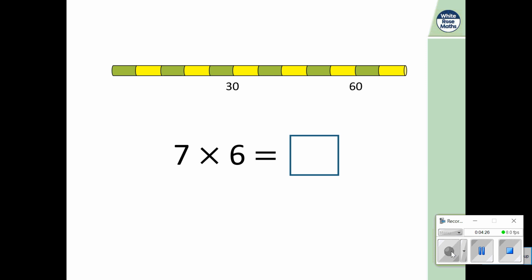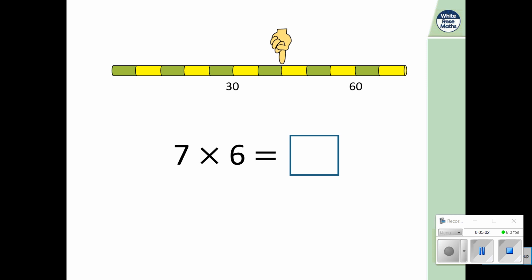Okay, so here we have our number stick again, and 2 numbers have been marked on. We've got this number here, which is 30, and we also have 60. So these are key markers in your 6 times table that you can use to help work out other multiplication facts. So if I know that 30 is 5 times 6, I can use that to help me work out 7 times 6. Watch.